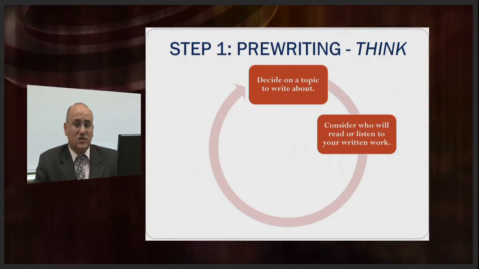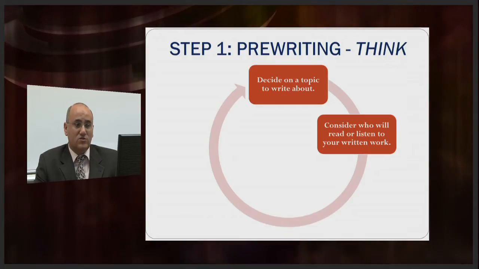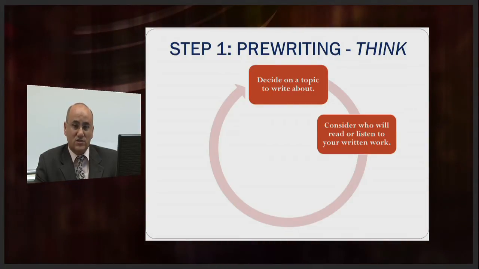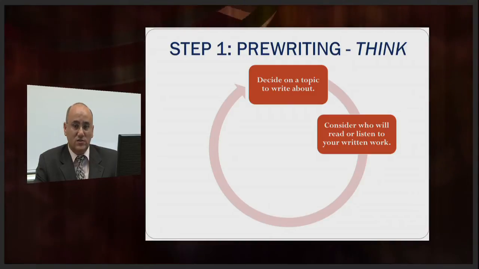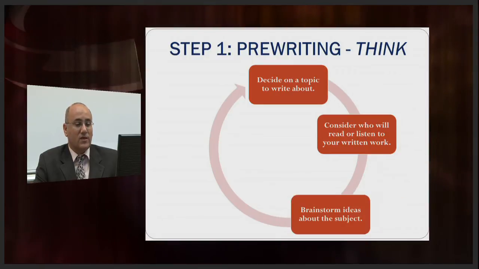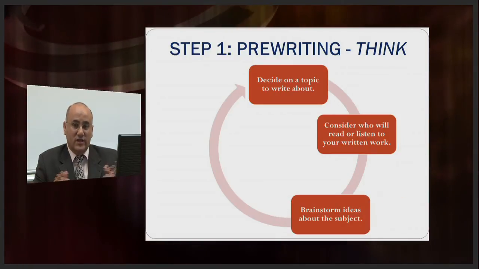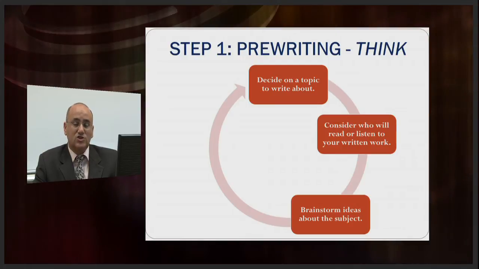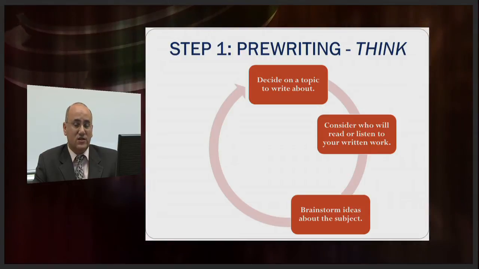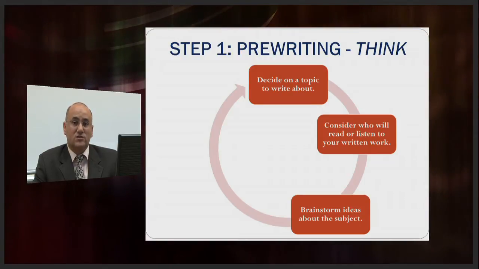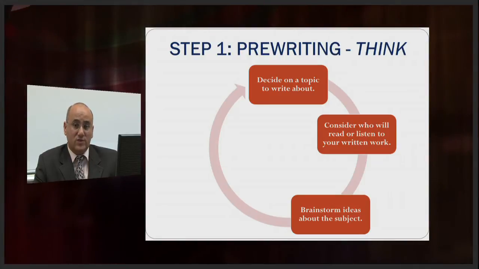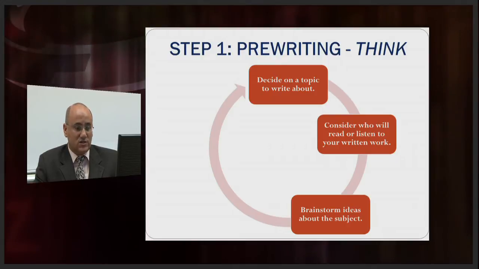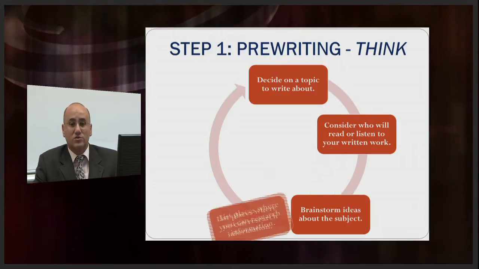Then comes the second step in pre-writing, which is to consider your audience. Consider who will read or who will listen to your written work. Then you brainstorm your ideas. Brainstorm, it means you put all the ideas that you can, even if these ideas are irrelevant, not needed, or you may need or not in your writing, but you have to put them all in your mind before you start. So you brainstorm ideas about your topic.